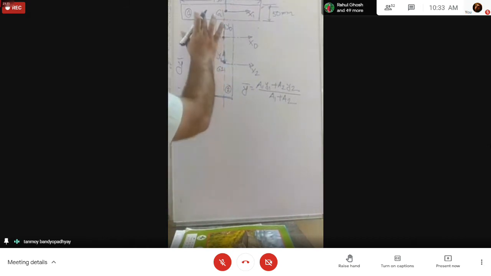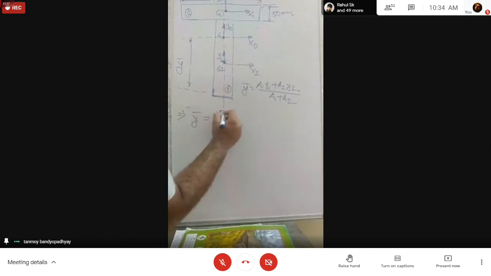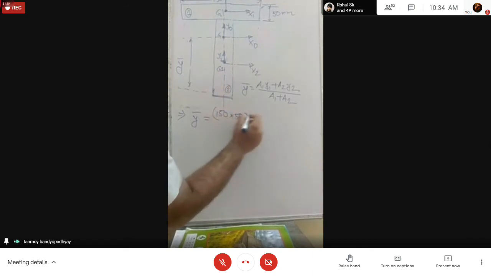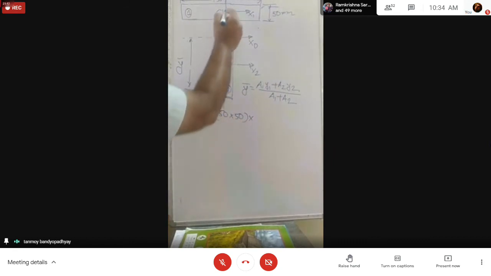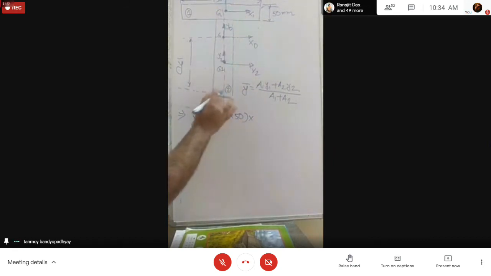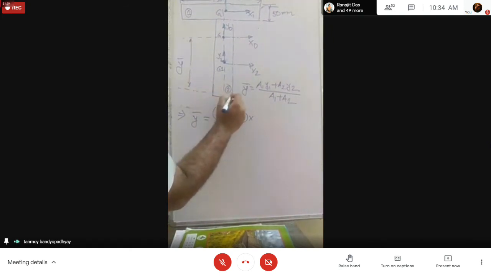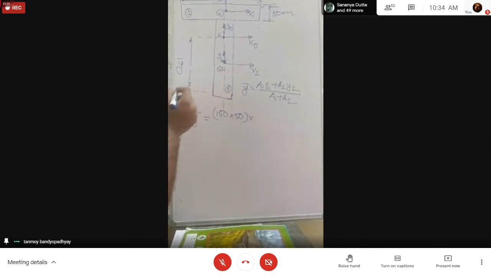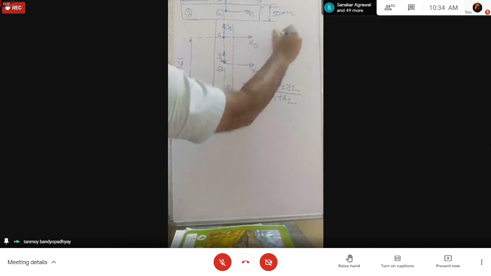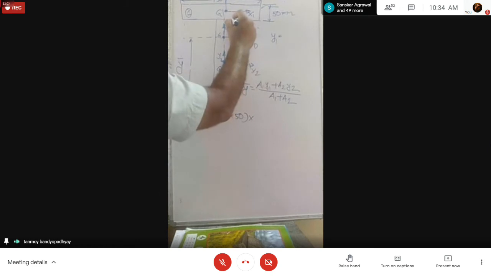So a1 is the area of this rectangle, 150 into 50, into y1. So y1 is the CG of this rectangle. We are calculating everything from the base actually. This is the base from where we are calculating everything. This one is 25, and from the bottom this distance is 100 millimeter. So y1 will be equal to, from this to this is 100.